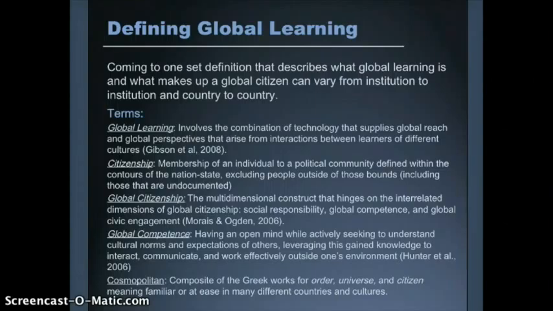Global citizenship is the multidimensional construct that hinges on the interrelated dimensions of global citizenship, social responsibility, global competence, and global civic engagement. Global competence is having an open mind while actively seeking to understand cultural norms and expectations of others, leveraging this gained knowledge to interact, communicate, and work effectively outside one's environment. Finally, cosmopolitan. This is a composite of the Greek words for order, universe, and citizen, meaning familiar or at ease in many different countries and cultures.